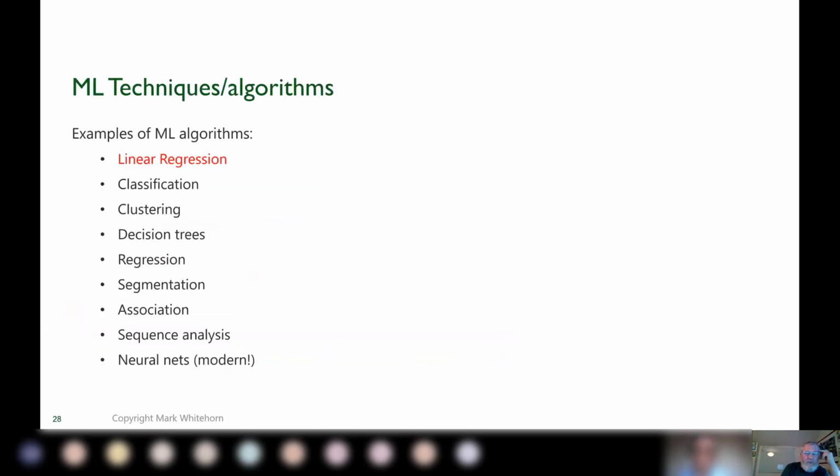So here's a list of machine learning techniques or algorithms. All of these will also appear in lists of data mining algorithms for reasons discussed. This is not an exhaustive list, but these are generally considered the main machine learning techniques. Notice I've stuck neural nets in at the bottom, describing them as modern. So what we're going to have a look at are these two, classification and clustering. But again, I'm using those to also introduce this idea of supervised versus non-supervised.